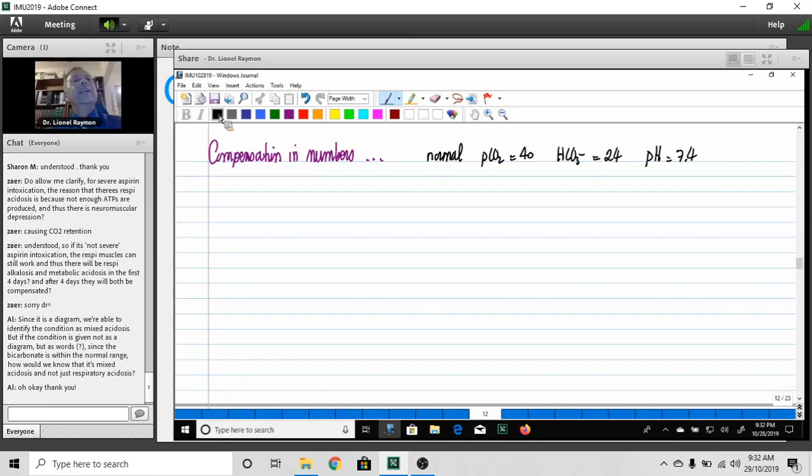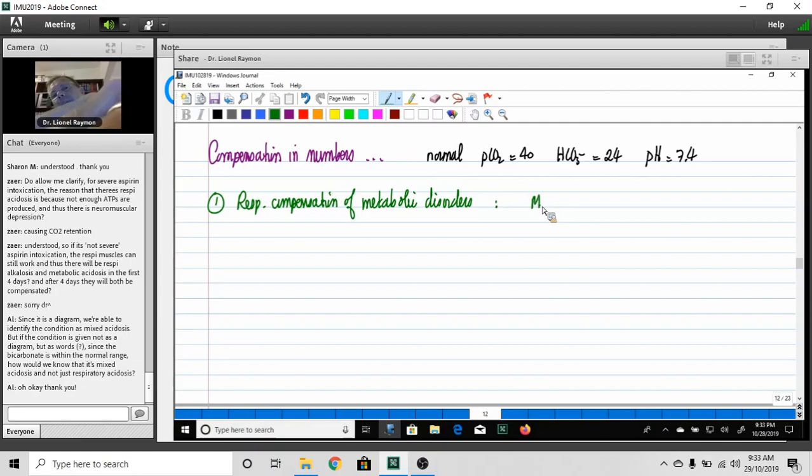So let's try compensation in numbers. So you remember that for compensation, respiratory is fast, metabolic is slow. So first, let's do respiratory compensation of metabolic disorders. Remember, it takes minutes, so it's very fast. And the first one we're going to do is a metabolic acidosis. Metabolic acidosis, you have a low pH because you have a low bicarb.